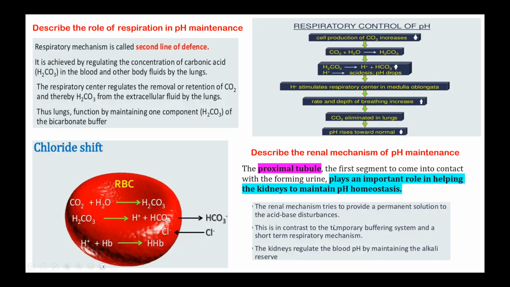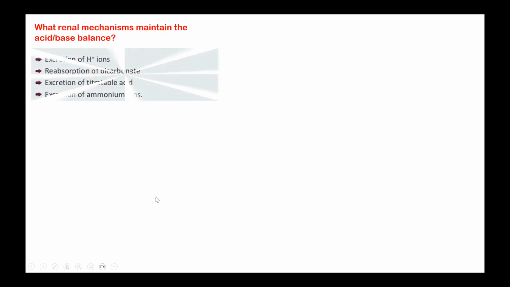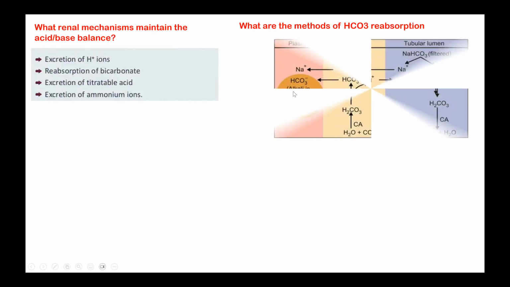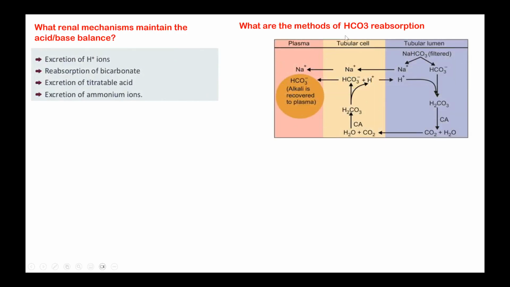That is, they try to retain bicarbonate as much as possible. So the renal mechanisms are excretion of hydrogen ions, reabsorption of bicarbonate, excretion of other unmeasured titratable acids, and excretion of ammonium ion. These are the four things that you have to write in the renal mechanism for acid-base balance. And now these methods, how bicarbonate is reabsorbed.